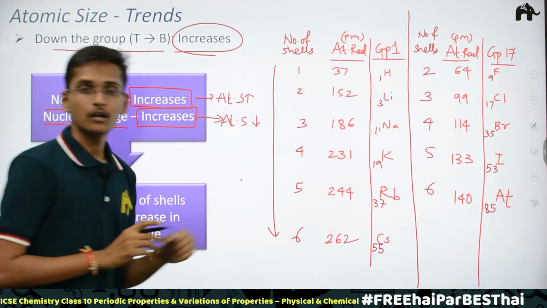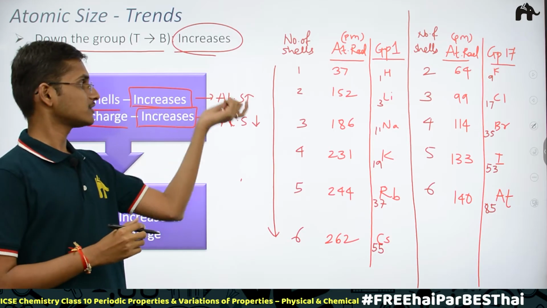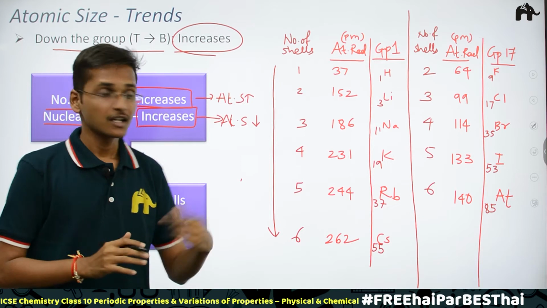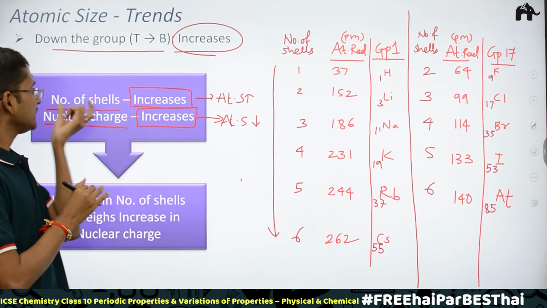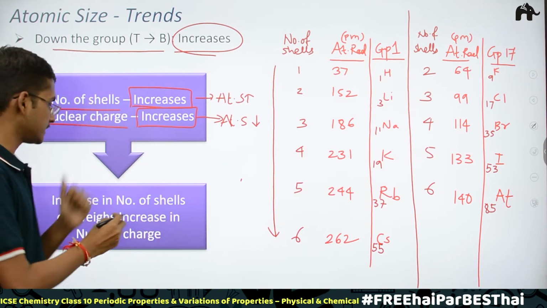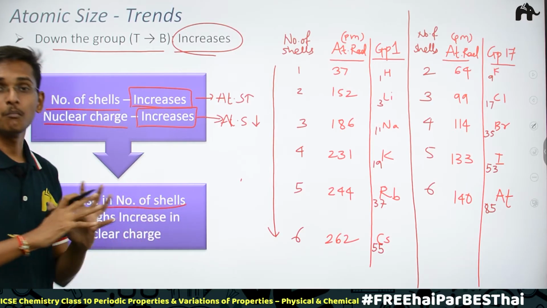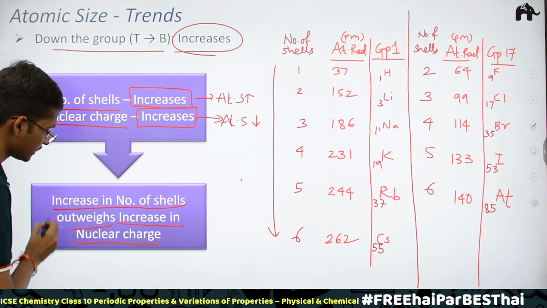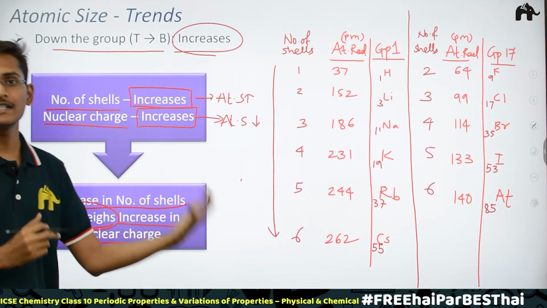Now there came a problem. Atomic size is also increasing, atomic size is also decreasing. But wait a minute. We found that the increase in the number of shells is more than the increase in the nuclear charge.